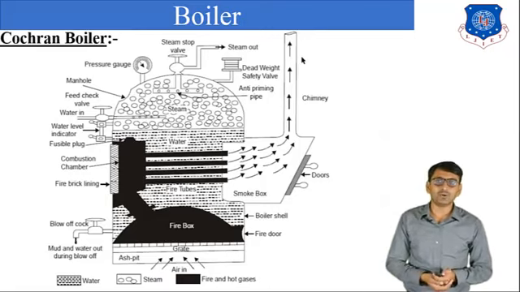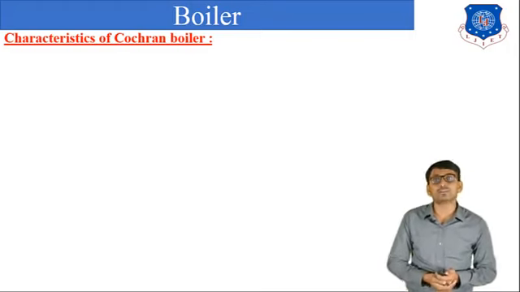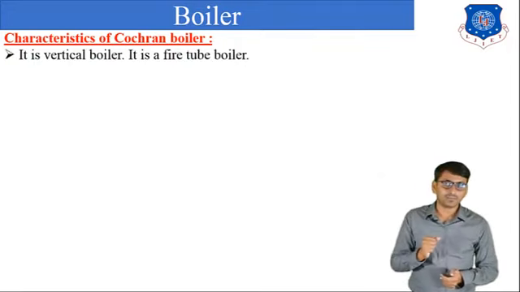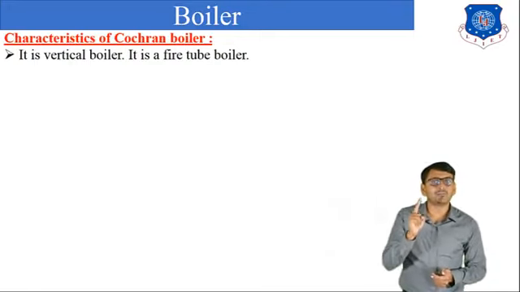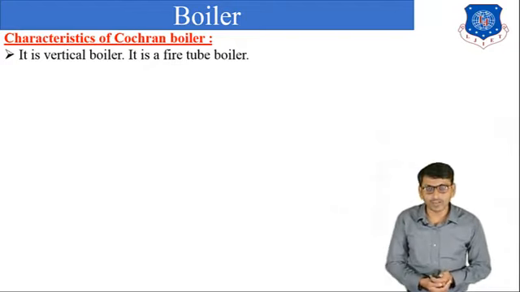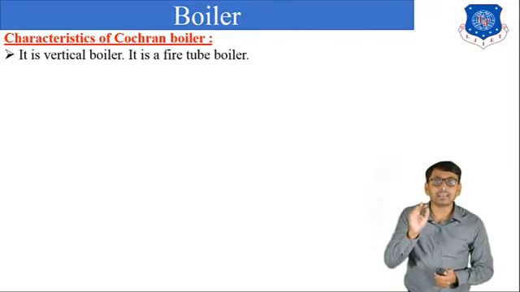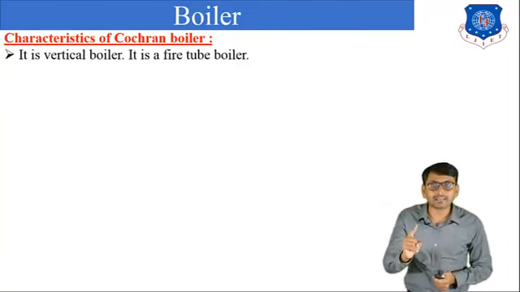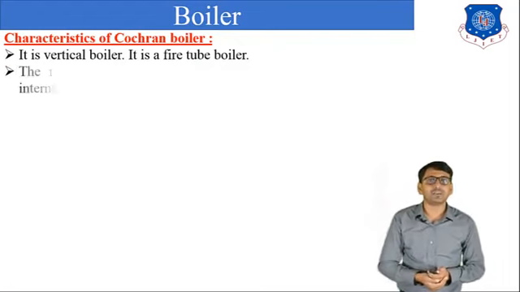So before discussing this boiler, we should know the characteristics of Cochran boiler. First, it is a vertical boiler. Second, it is a fire tube boiler. What do you mean by vertical boiler? If the axis of the boiler is vertical, then it is a vertical boiler. Then it is a fire tube boiler. It means high temperature gas is present inside the tube and water is present outside the tube in the boiler shell. So it is a fire tube boiler.